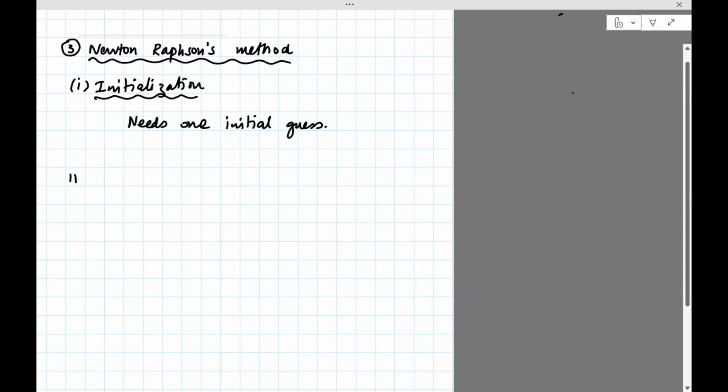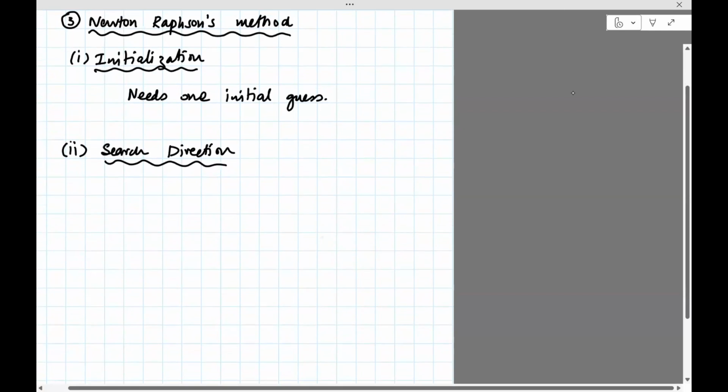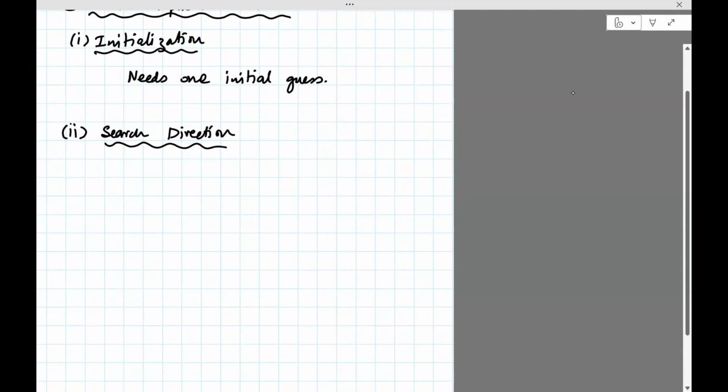The second thing is the search direction, or where do you go from that guess. So for bisection, it was the arithmetic mean. For the secant method, we drew a straight line and found the intersection with the x-axis. This one is similar to the secant method, but with only 1 guess. So let's see how that goes.